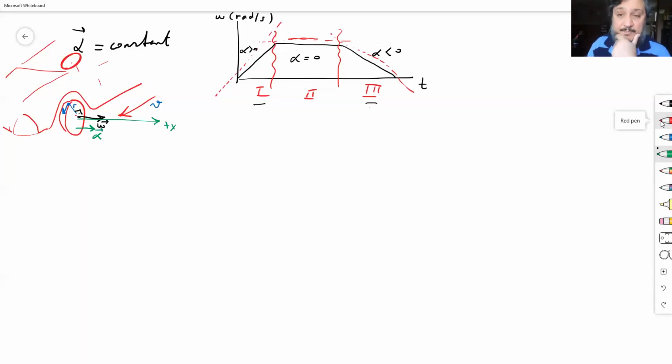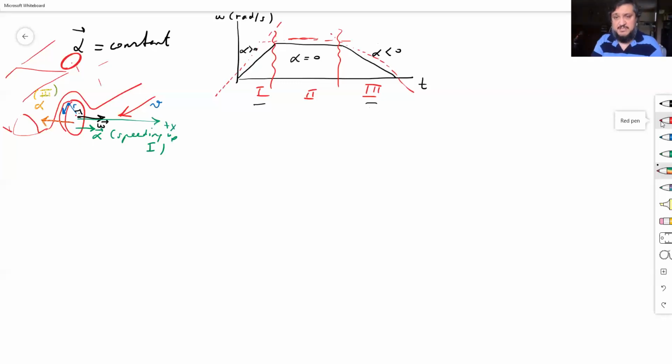Okay, when speeding up, that is the first phase. If you're in the third phase, okay, let's use a rainbow pen, in the opposite direction. This alpha is for slowing down, phase 3. Okay, so that's what I mean by constant alpha.